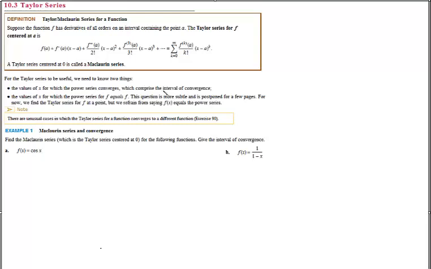And they tell us that we're going to need to know the values of x for which the power series converges, and this is known as our interval of convergence, which we've been looking at. And this next issue we'll talk about in a little bit. In example 1, we're going to find the Maclaurin series for the following functions and give the interval of convergence.